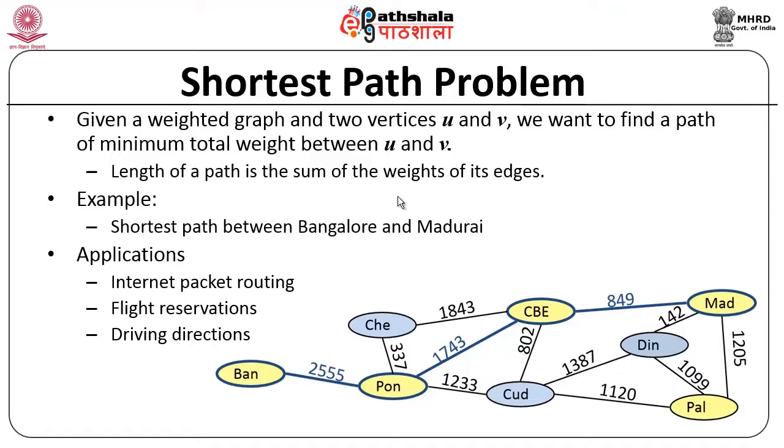Now, this type of connecting cities is a typical example of shortest path. You can look at similar applications such as internet packet routing, flight reservation and driving directions. If you go on Google, you would have seen driving instructions given. They are supposed to look at the shortest path.